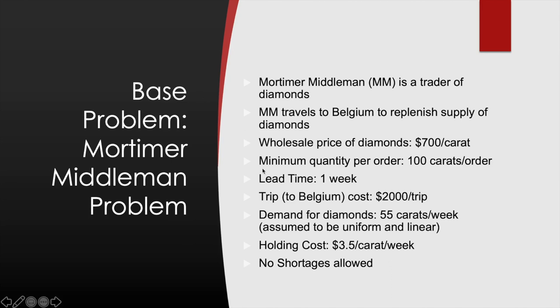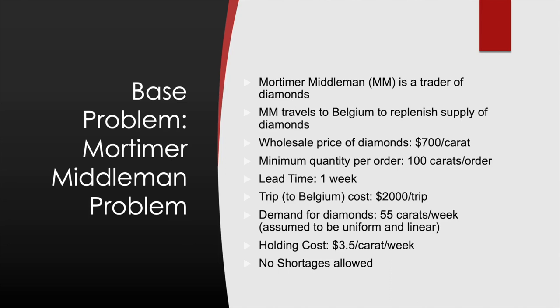Okay, let's say the round trip to and from Belgium costs $2,000 per trip, and Mortimer is selling 55 carats of diamonds per week. And to make it simple, we will be assuming that this demand is uniform and linear.